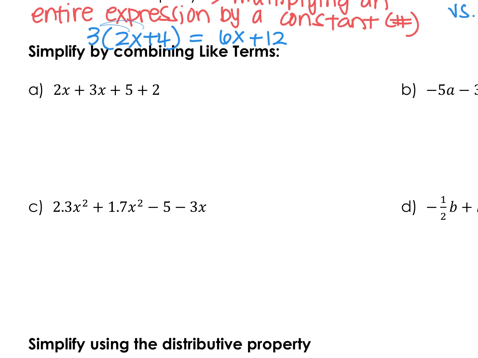So this section says simplify by combining like terms. So once again, we're going to be combining common things. So I've got a 2x and a 3x. I've got a 5 and a 2. So we're going to be grouping our like terms and combining them by whatever operation is in between them. So 2x plus 3x is what? 5x. And 5 plus 2 is 7, right? Not bad.